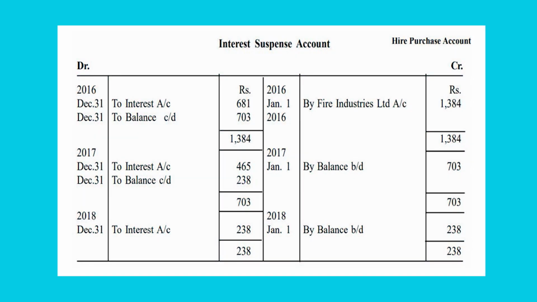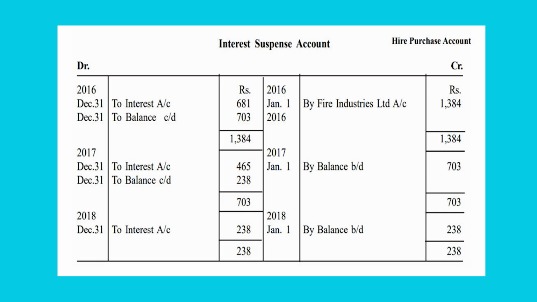In the books of the vendor, interest suspense account will be debited and the interest account will be credited, because for the vendor interest is the income. All incomes are credited. Therefore, to interest 681, to balance carried down this one, total is 1384, and here the buyer account has been debited. So, the entry was fire industries account debited to interest suspense account. In the interest suspense account, by fire industries 1384. So, total is 1384, 1384.